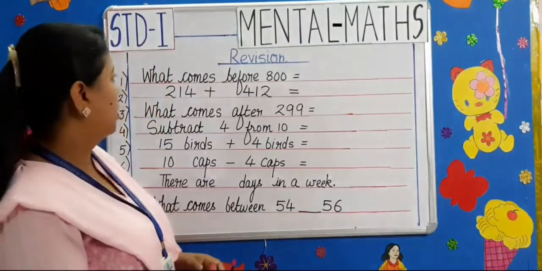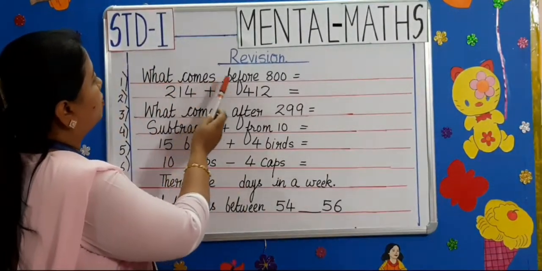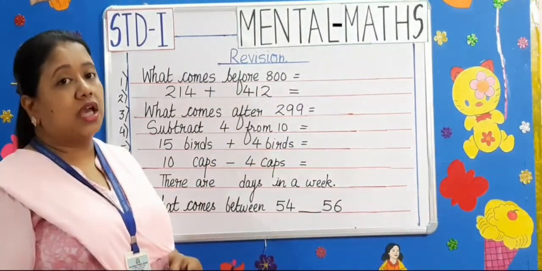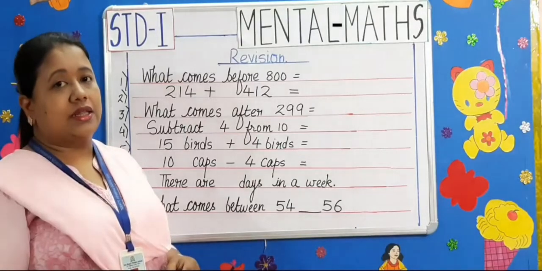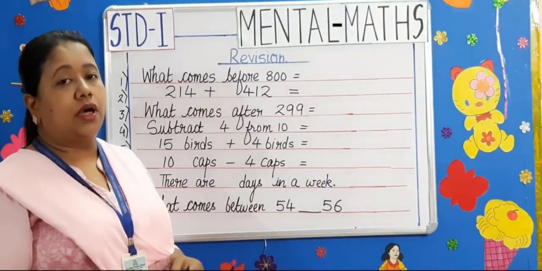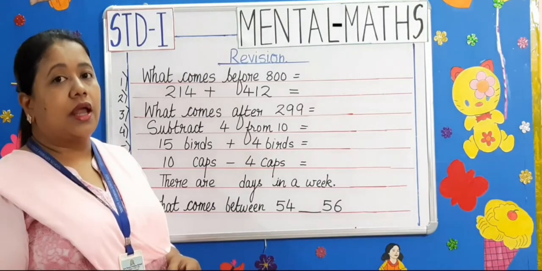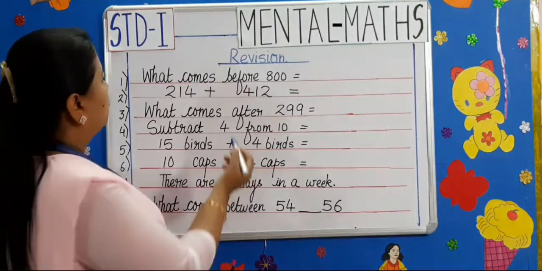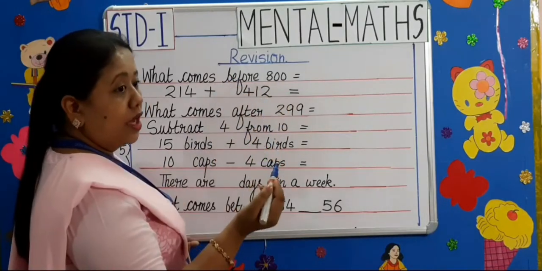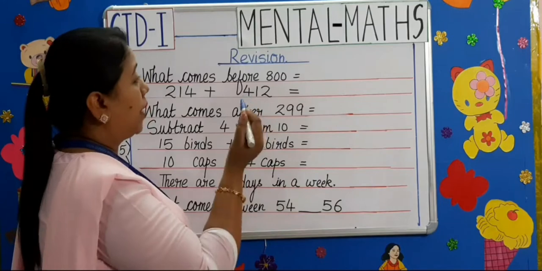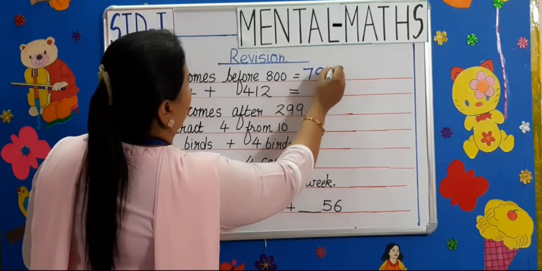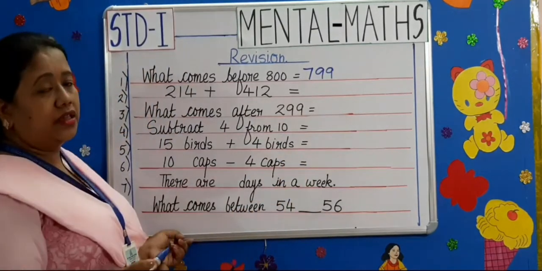The first question is, what comes before 800? Children, tell me, what comes before 800? Yes, when we count backward from the given number, we get the number before. So, what comes before 800 is 799. Backward counting. 799. Moving on to the next question.